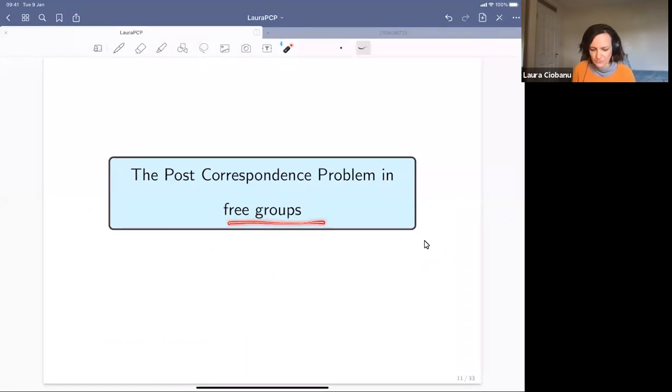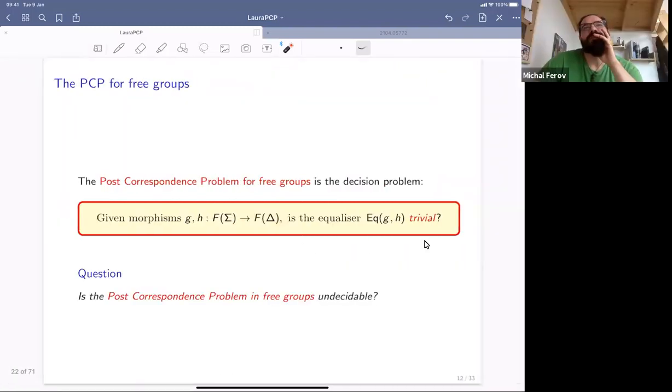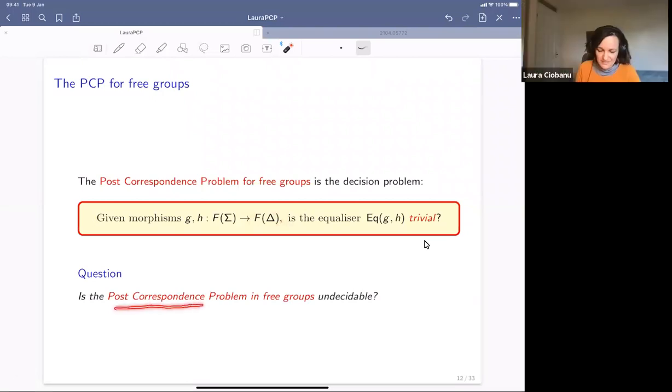So now let's move on to groups, free groups in particular. The question that we're asking is very similar. So let's say the Post Correspondence Problem for free groups is the decision problem asking for an algorithm such that, given two maps between two finitely generated free groups, it can decide if the equalizer is trivial. Exactly the same statement. We just changed the semigroups into groups here. And I'm still staying with free groups for now, or rather for the whole talk. So the question would be, is this decidable for free groups or undecidable?